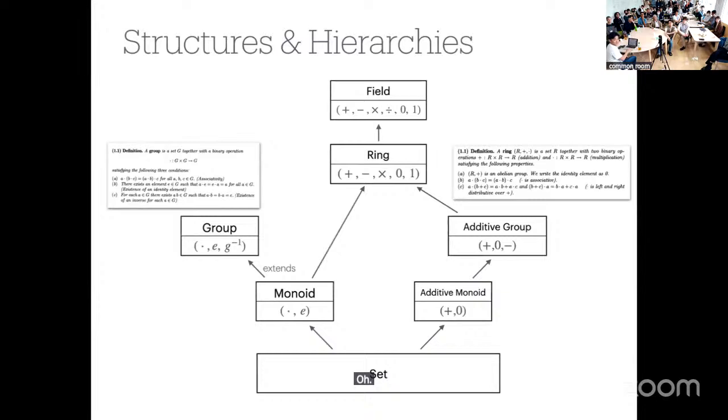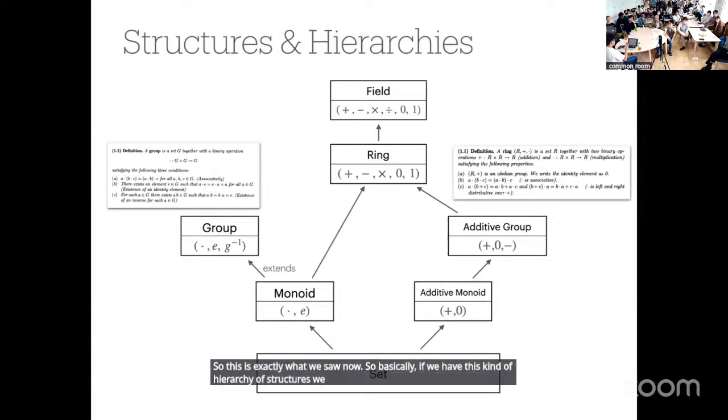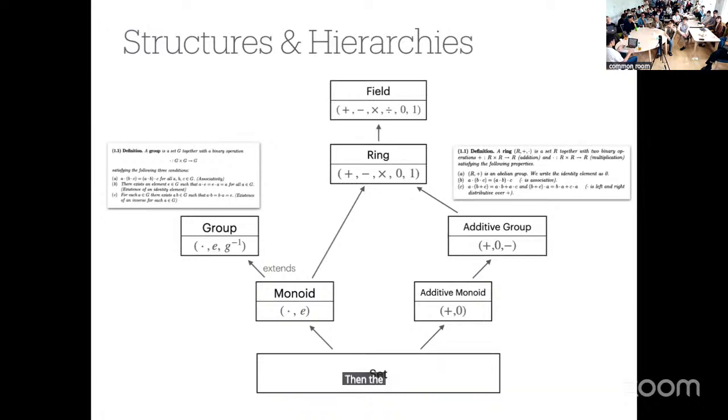So this is exactly what we saw. Basically, if we have this kind of hierarchy of structures, and we get some functions or propositions using only these abstract structures, then the concrete types, these concrete mathematical objects, inherit all those properties for free. So that's the beauty of abstraction and inheritance.